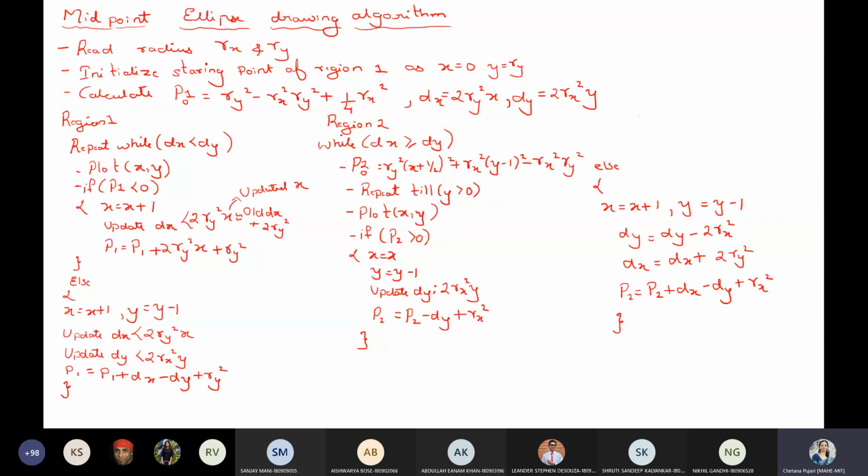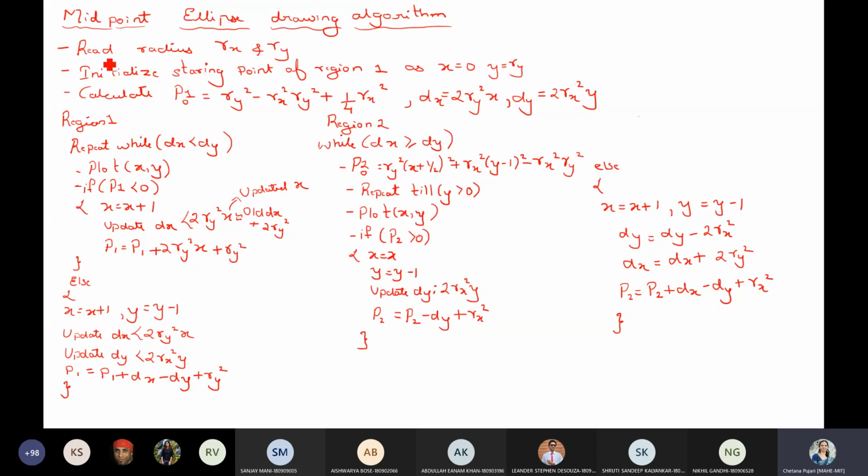So this is whatever we have discussed with respect to region 1 and region 2. This is the entire algorithm for your midpoint ellipse drawing algorithm. This is the entire algorithm for region 1 and region 2 together. So there is a slight variation. Let's see what it is.